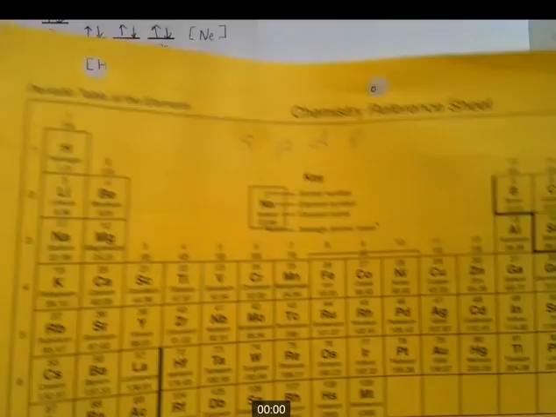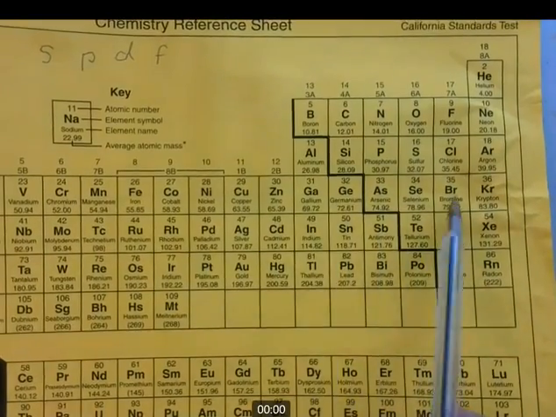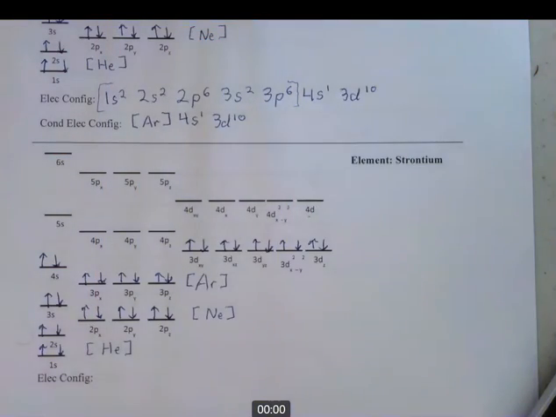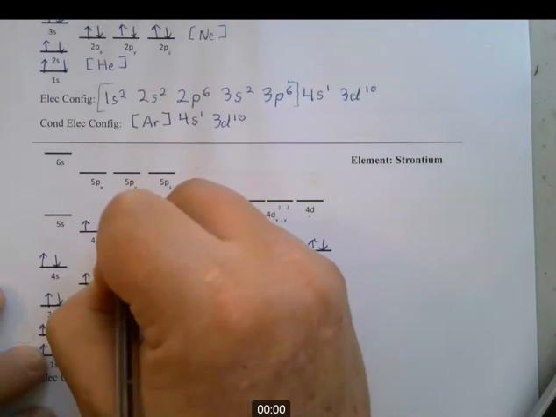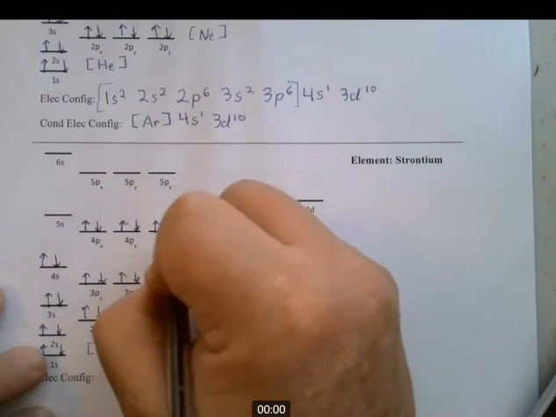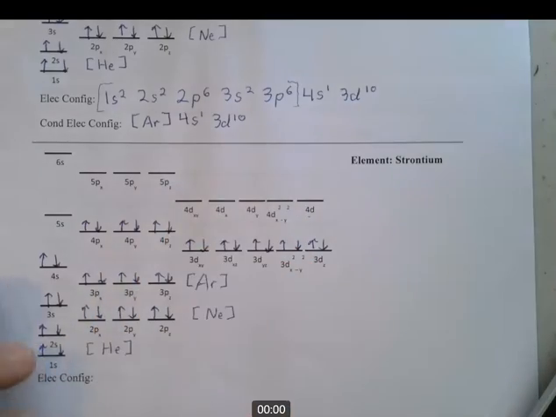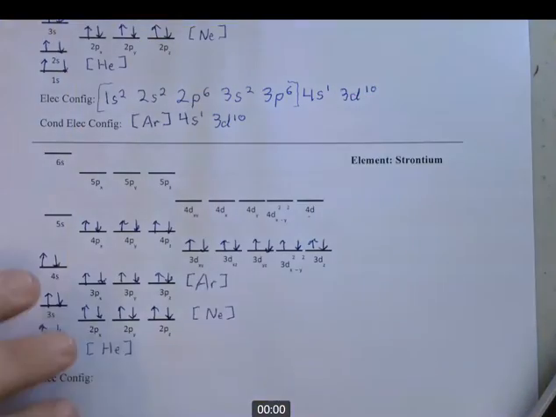Okay, now we're ready. We finished the 3d right here at zinc, and now we're ready to do the 4p orbital. So we come here, and we know we're going to fill that up also. So up, up, up, down, down, down. And what noble gas would that be? It would be the one at the end of the fourth row, which is krypton.